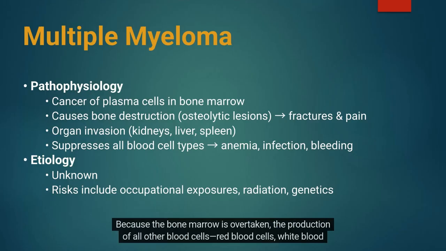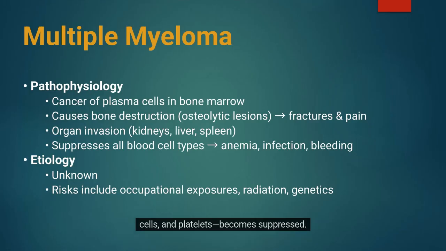Because the bone marrow is overtaken, the production of all other blood cells, red blood cells, white blood cells, and platelets becomes suppressed. This leads to anemia, infection risk, and bleeding tendencies. The cause is not fully known.